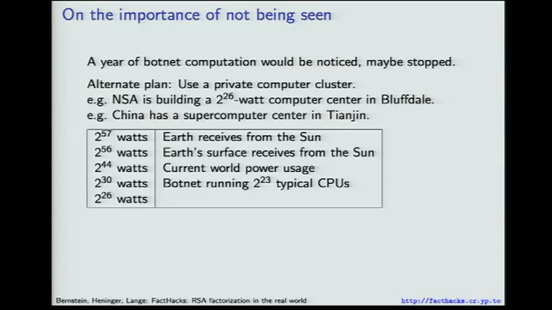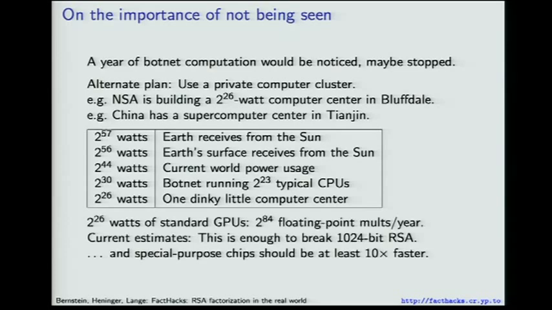If you have a botnet that breaks into millions of machines and runs them flat out, that's about 2 to the 30 watts. And actually, if you think about it, there's a lot of machines out there. This means that 2 to the 26 watts is not actually that much power. It's just one dinky little Bluffdale 65 megawatt computer center. And actually, if you're a government agency, you probably have more than one of those, as you heard yesterday, in the context of data storage. But again, it's not just data storage. You don't make a 65 megawatt power station to just store data.